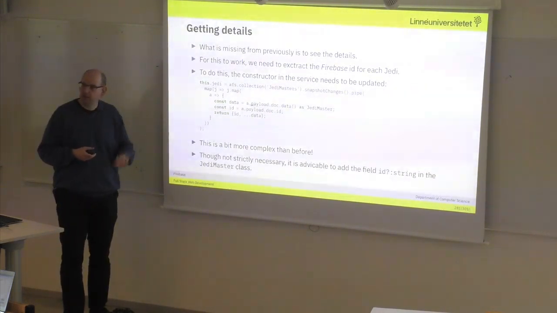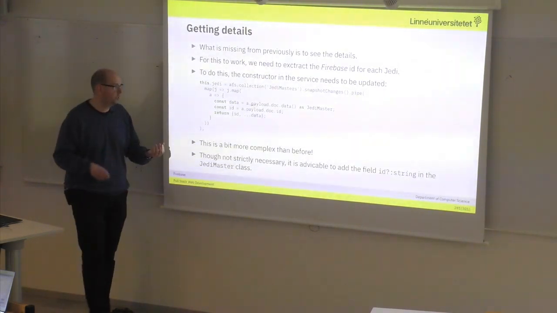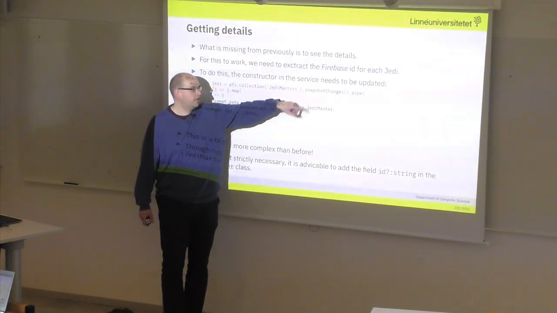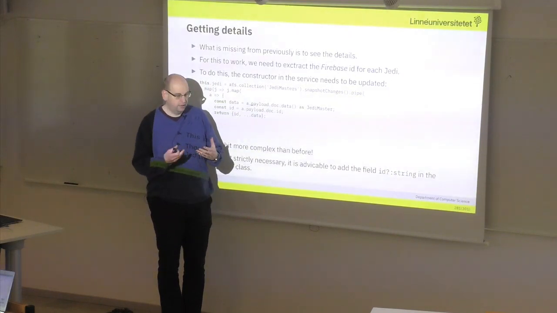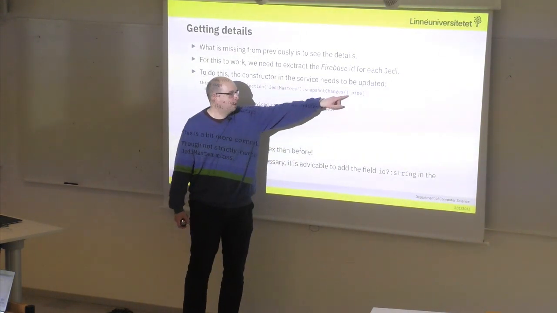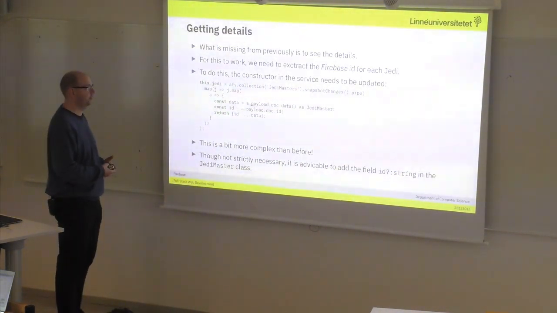It looks a bit clunky, and we don't need to know exactly what's happening. Just use it, because you'll see it numerous times in the documentation. We call the collection on jediMasters. We look for snapshot changes, so we look for the changes just as previously, but we add a pipe. Pipe means that we want to make changes to this.